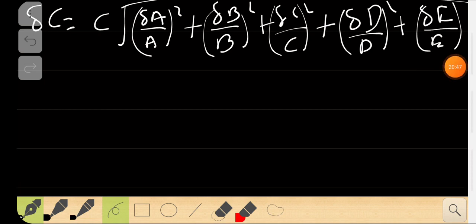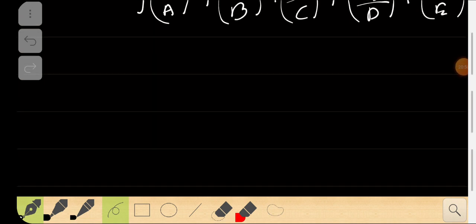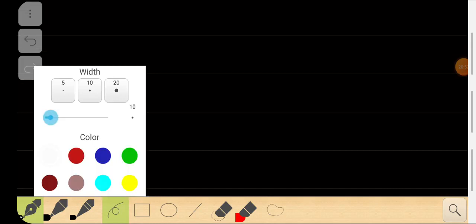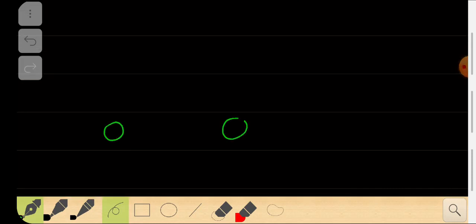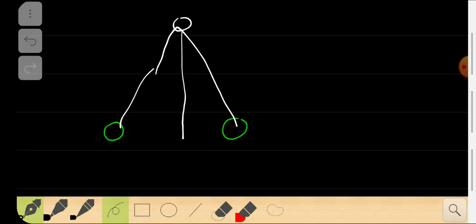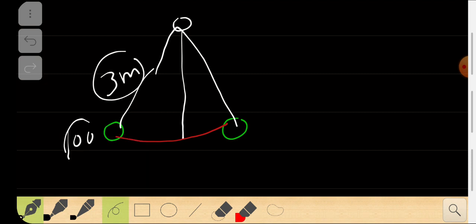Now I'm going to use a real live example that we have taken earlier, like a bob swinging around a massless string. It's swinging around, and I'm going to measure the time with uncertainty, and find out how much uncertainty there is. For that, I'm going to take a 3-meter length string, and there is a 100-gram bob attached to it.